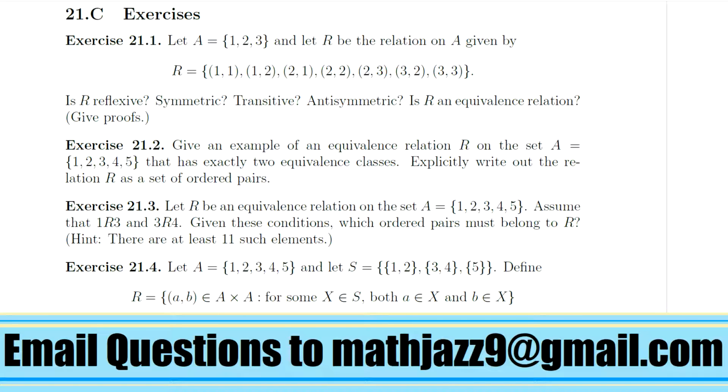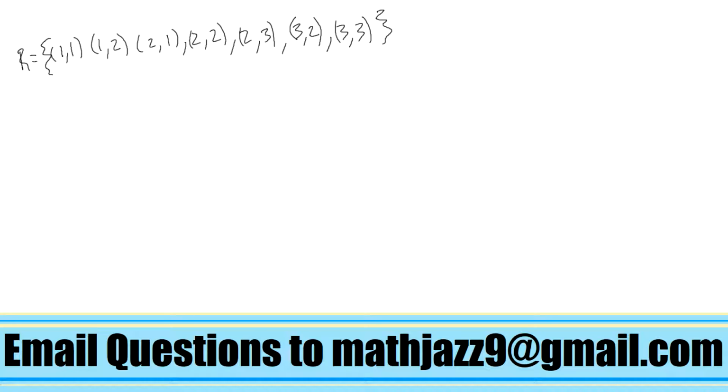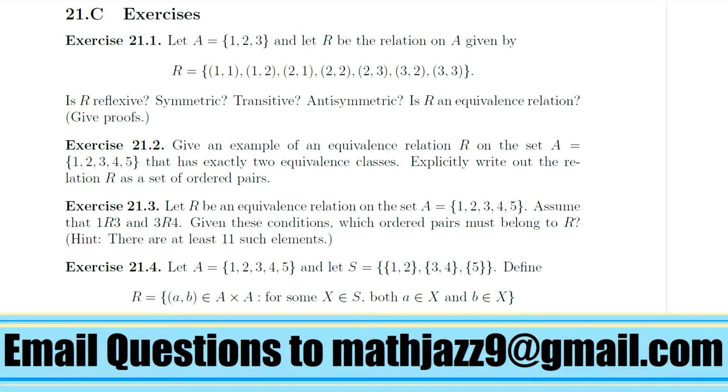Here we go. So we have (2, 2), (2, 3), (3, 2), and (3, 3). Okay. So what this means is that 1 is related to 1, 1 is related to 2, 2 is related to 1, and so forth. Every one of these ordered pairs is a relation that is true. The ones that aren't in this list are not related. So for example, 1 is not related to 3 because (1, 3) is not in this list here.